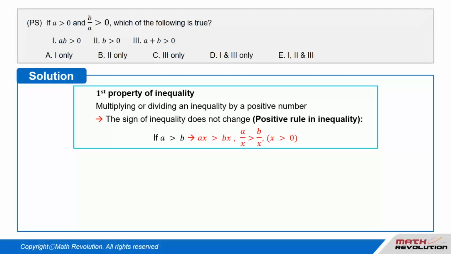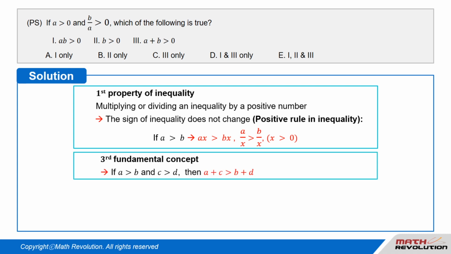Solution. The first property of inequality. Multiplying or dividing an inequality by a positive number does not change the direction of the inequality sign, which is the positive rule in inequality. If a is greater than b, then a times x is greater than b times x, and a over x is greater than b over x, where x is greater than 0.